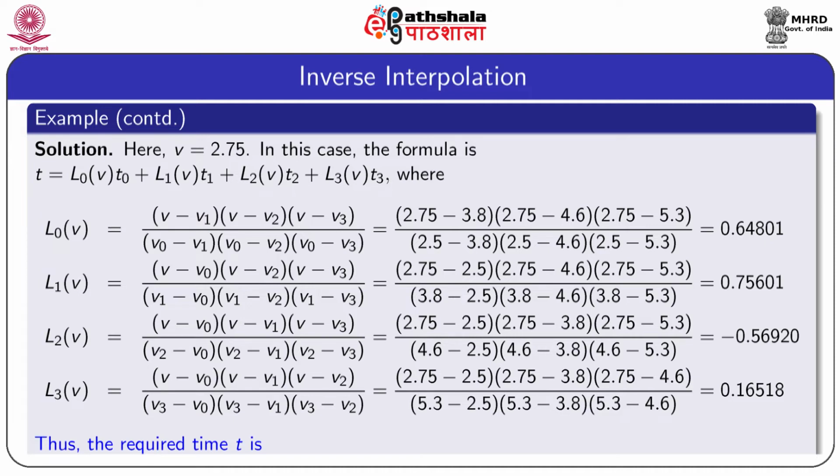Thus, the required value of the time t is 0.64801 into 0, this is the value of t0, plus 0.75601 into 1, 1 is the value of t1, minus 0.56920 into 1.5, 1.5 is the value of t2, plus 0.16518 into 2, 2 is the value of t3. After simplification, this becomes 0.23257. So, this is the value of t when the velocity of the particle v is equal to 2.75.